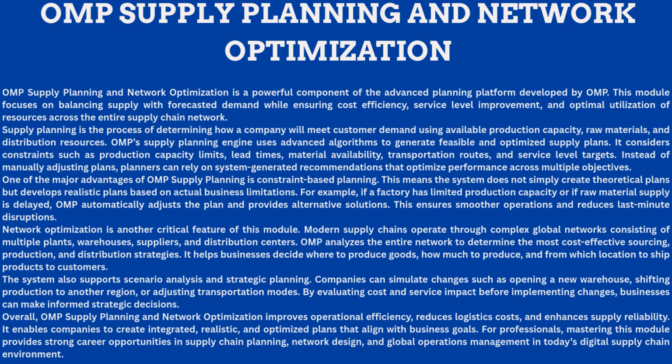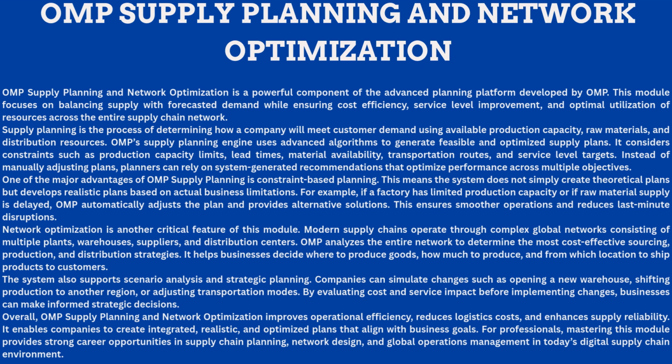Network optimization is another critical feature of this module. Modern supply chains operate through complex global networks consisting of multiple plants, warehouses, suppliers, and distribution centers. OMP analyzes the entire network to determine the most cost-effective sourcing, production, and distribution strategies. It helps businesses decide where to produce goods, how much to produce, and from which location to ship products to customers. The system also supports scenario analysis and strategic planning.